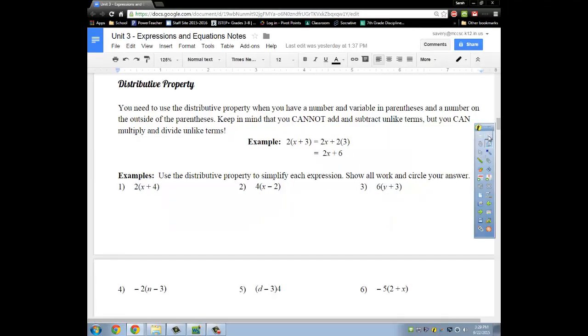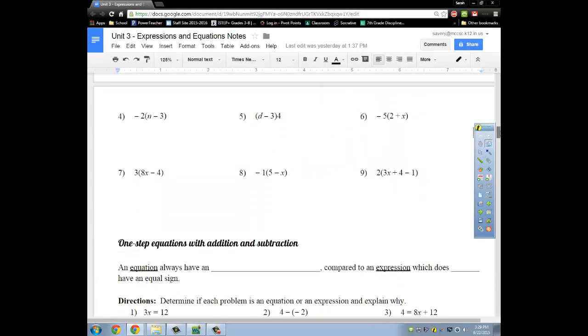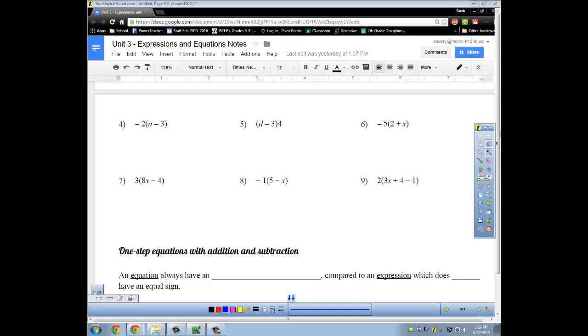Okay, let's turn to the next page, look at some more examples. Here we're going to get into some more negatives. So we got negative 2 times n, so shoo, shoo. Negative 2 times n is just negative 2n. Then I have a negative 2 times a negative 3, so remember that's negative 3. So negative 2 times negative 3.